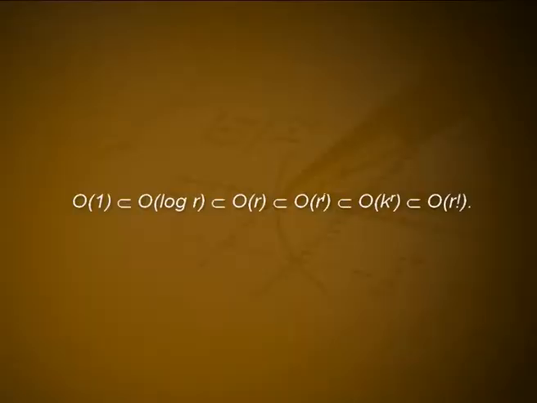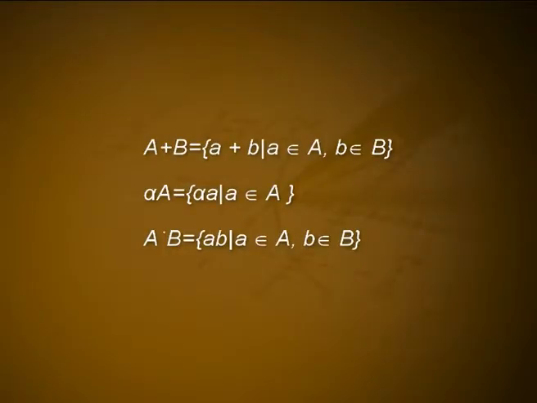Next example: O(1) is a subset of O(log r), which is a subset of O(r), a subset of O(r^i), a subset of O(k^r), which is a subset of O(r!). Let A and B be two sets of numeric functions. We define A + B as the set of a + b such that a belongs to A and b belongs to B, and alpha A is the set of alpha a where a is an element of set A, and A B is the set of ab where a belongs to the set A and b belongs to the set B.